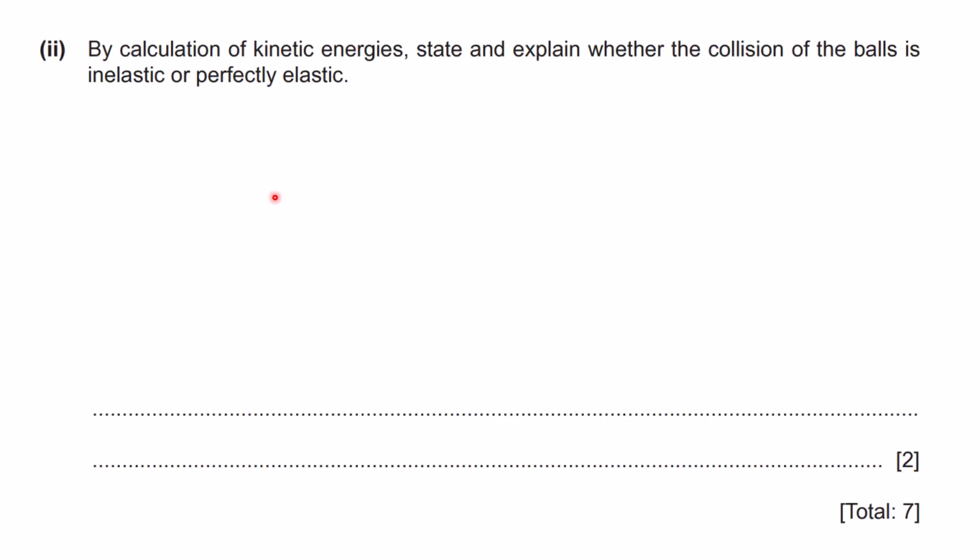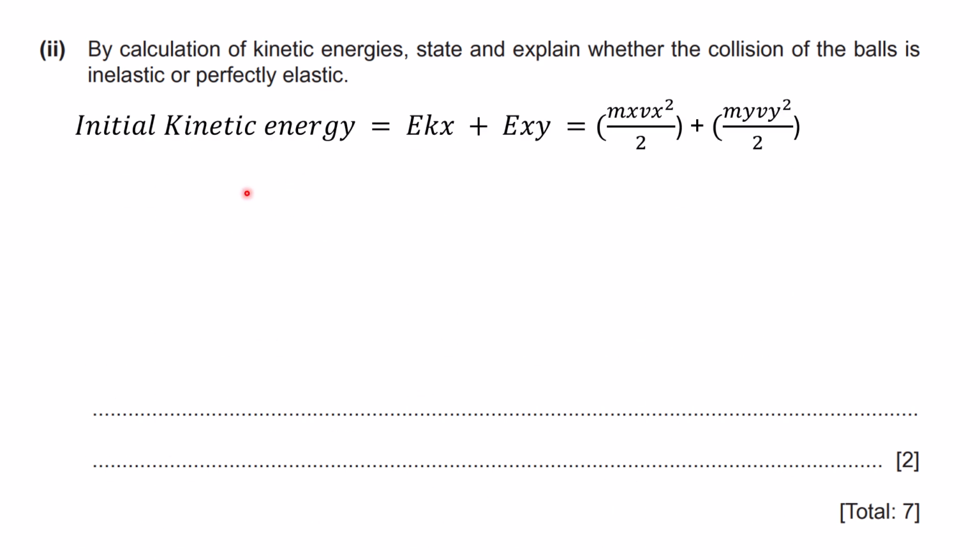Now the last section of this question is asking this. By calculation of kinetic energy, state and explain whether the collision of the balls is inelastic or perfectly elastic. So let's start. We need to calculate the initial kinetic energy, which is the kinetic energy of the ball X plus the kinetic energy of the ball Y. The formula for kinetic energy is mass times velocity squared divided by 2. So we are going to add both.